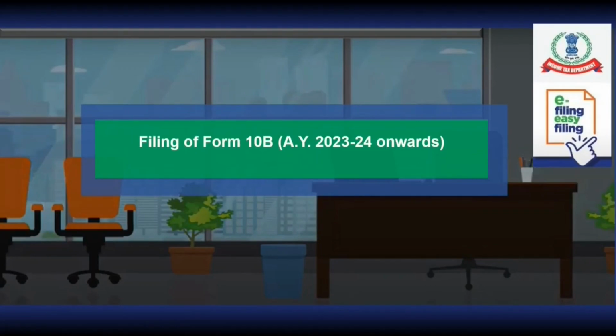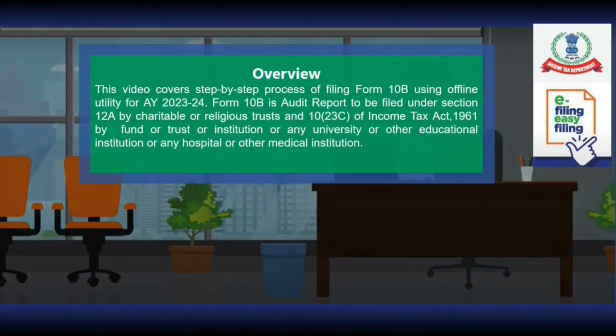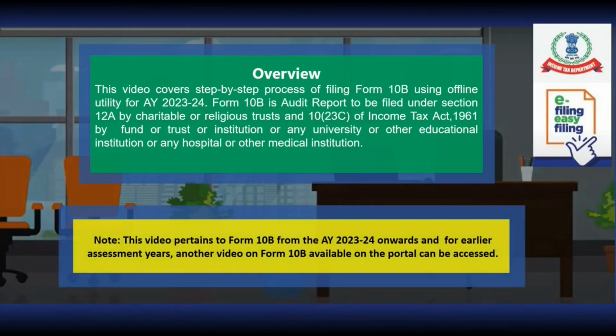This video is on filing of Form 10B for assessment year 23-24 onwards. Form 10B is the audit report which is required to be filed under Section 12A by charitable or religious trusts and under Section 10(23C) by funds, trust or institution or any university or other educational institution or any hospital or other medical institution to claim exemption under the Income Tax Act.